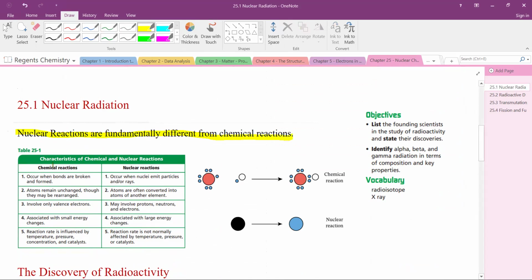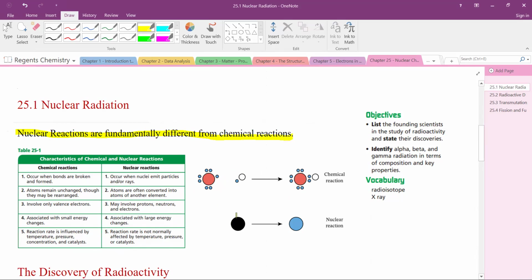I've got a table of their differences here, and we've got a schematic in the middle where you can see there are some major differences. For a chemical reaction, the identity of our elements is going to stay the same. The atoms are going to be unchanged. They will simply rearrange. It will be the valence electrons that move around. These are relatively small energy changes. We're seeing bonds being formed or broken, and we can actually change the reaction rate with some familiar influences like temperature, pressure, concentration, or catalysts. But the orange dot stays the orange dot, and the white dot stays the white dot.